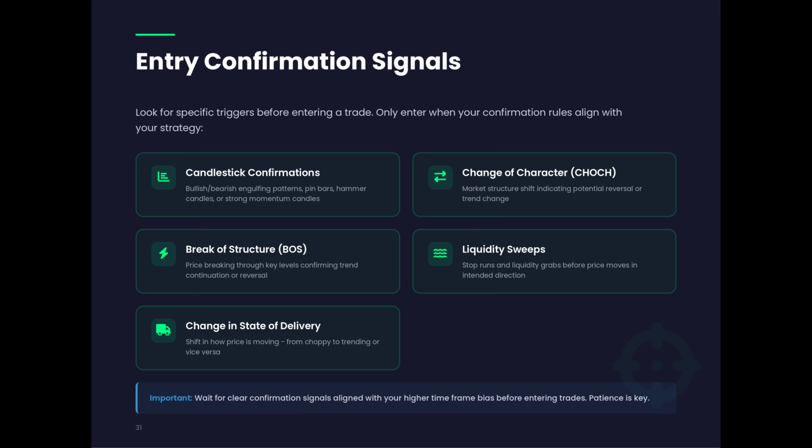The worst thing you can do, and I see this constantly with struggling traders, is to enter simply because price has touched your zone. That's not a confirmation, that's hope. You must wait for price to show you that it's ready to reverse or continue. Patience at this stage is absolutely essential.